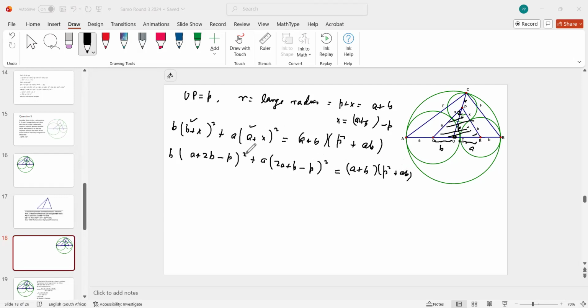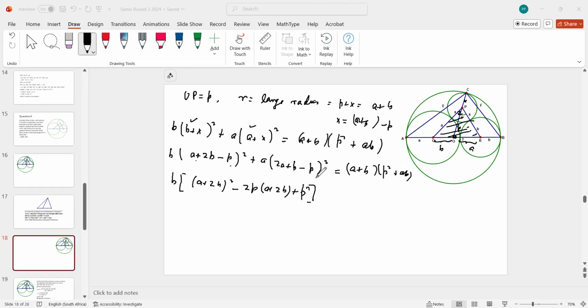Now it's getting very hairy here because I got a square term here. So this is B. Now this, I'm going to say this minus this. So expand this thing as a square term. I'll have A plus 2B all squared minus 2P into A plus 2B plus P squared. That is just this term here.